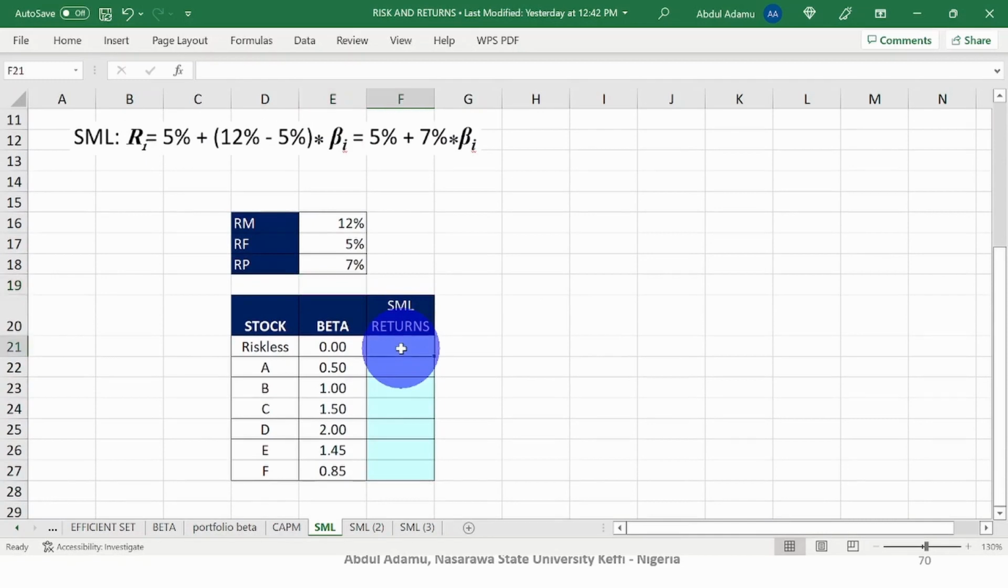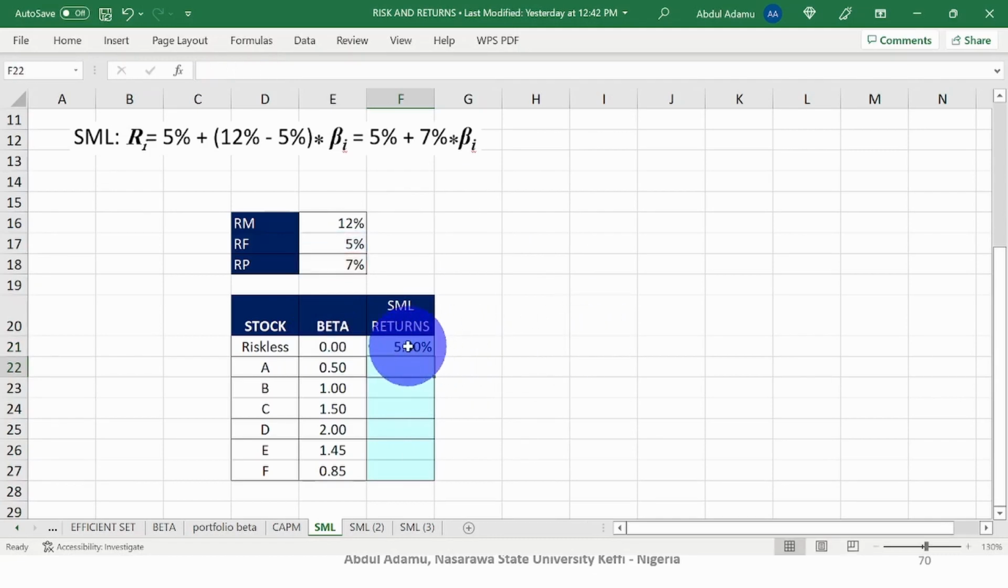So this will be equals to 5%, the risk-free rate, plus the risk premium, multiplied by the beta.